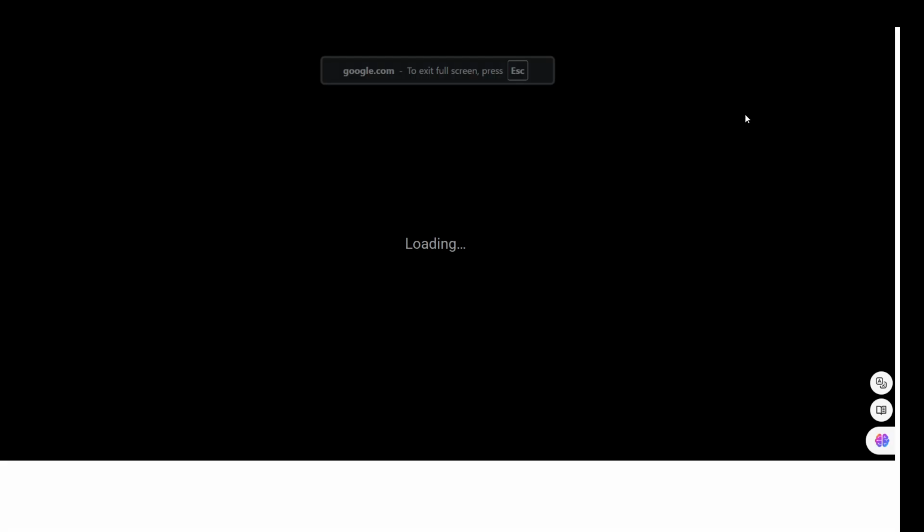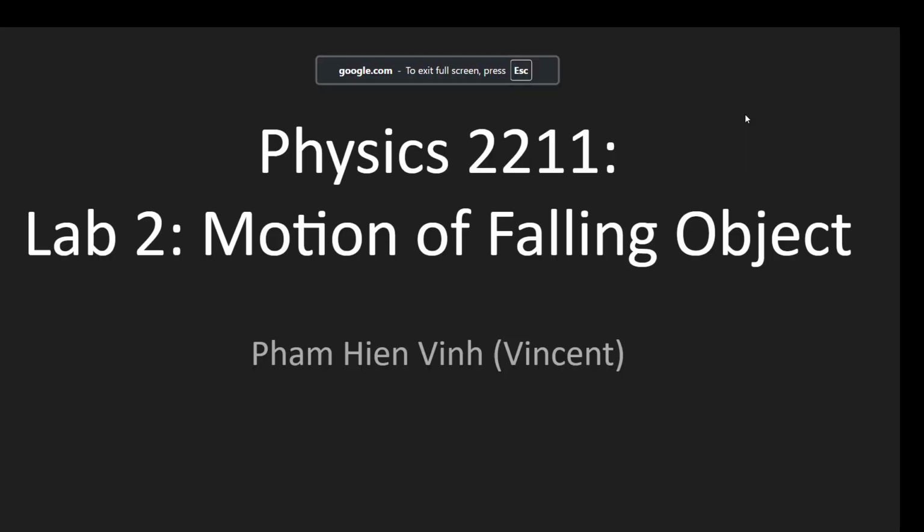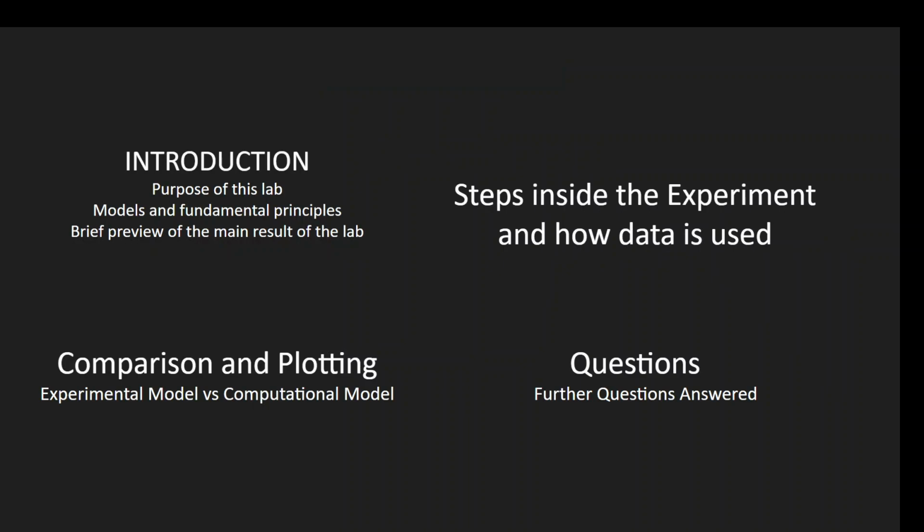Hi, my name is Vincent, and today I'm going to talk about the second topic, which is the motion of a falling object, from the second lab. In this presentation, I'll talk about the purpose of this lab, the models and fundamental principles, and then I'll talk about the steps inside the experiment, and then compare and plot these computational models and answer some further questions.